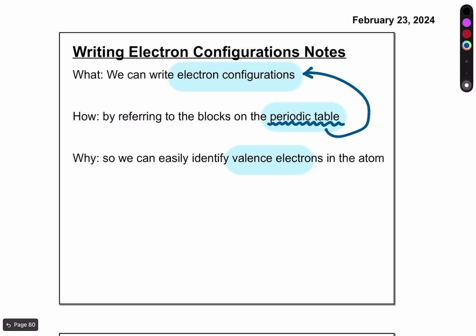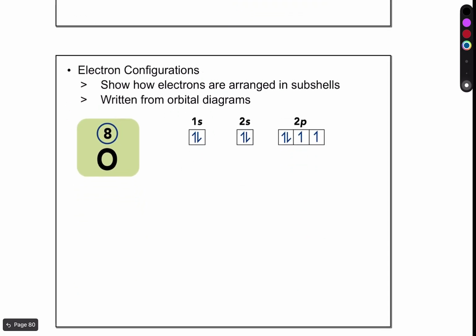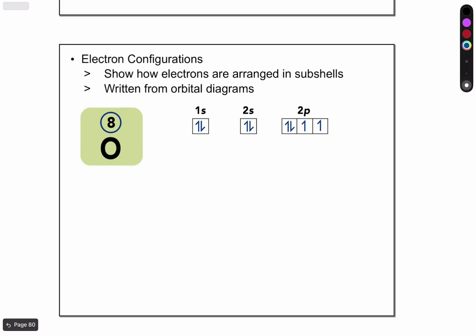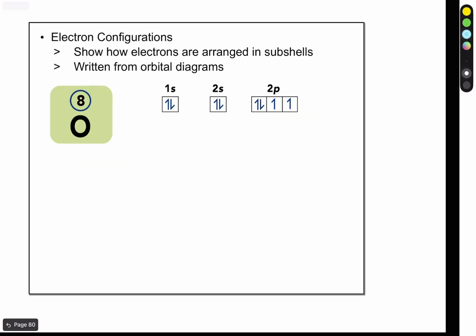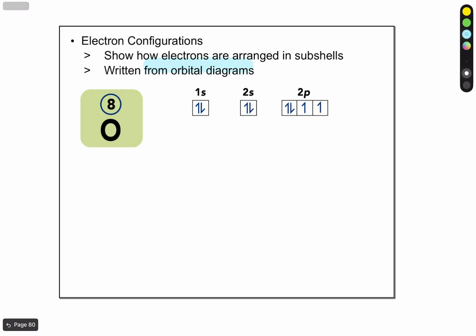So that being said, what we've learned so far is that to write an electron configuration, we need an orbital diagram in order to do it. What I mean by an orbital diagram is this image right here of the electrons in the atom. Now this image happens to be an image of the element oxygen. Oxygen has a total of 8 electrons, and those 8 electrons fit into the orbitals 1s, 2s, and 2p.